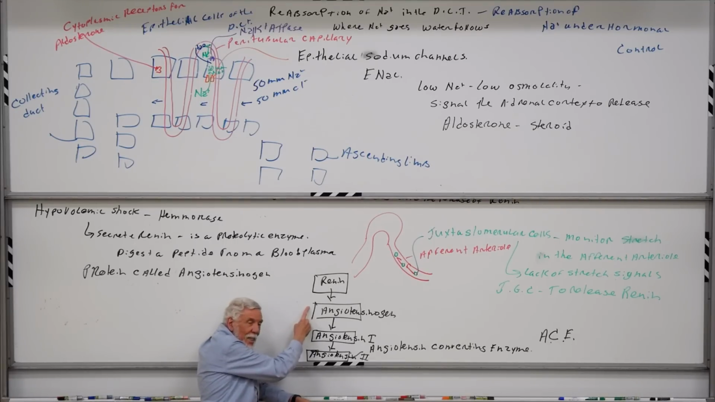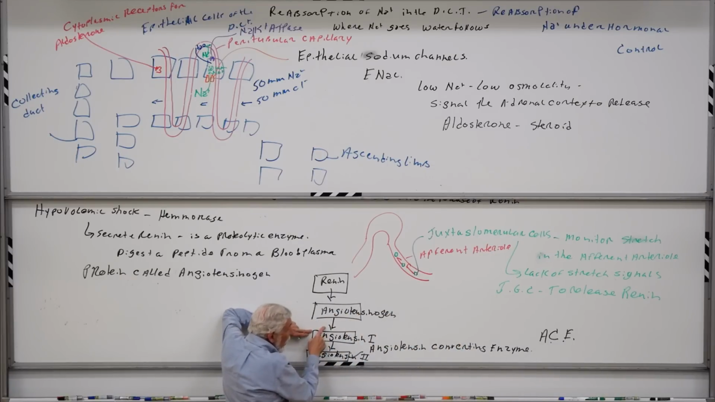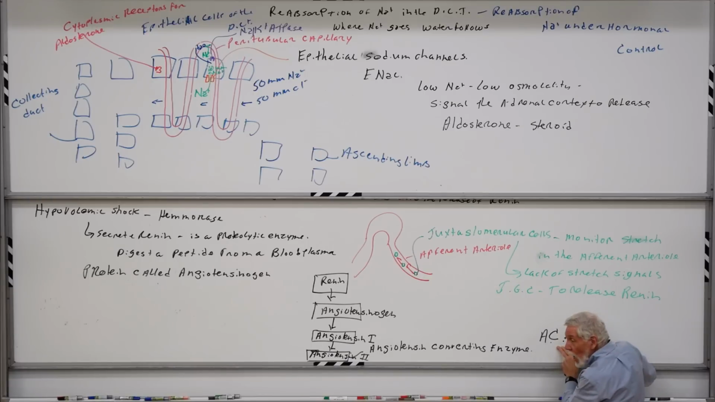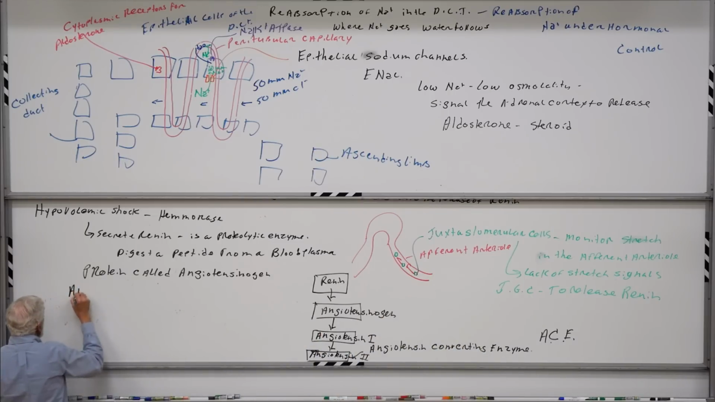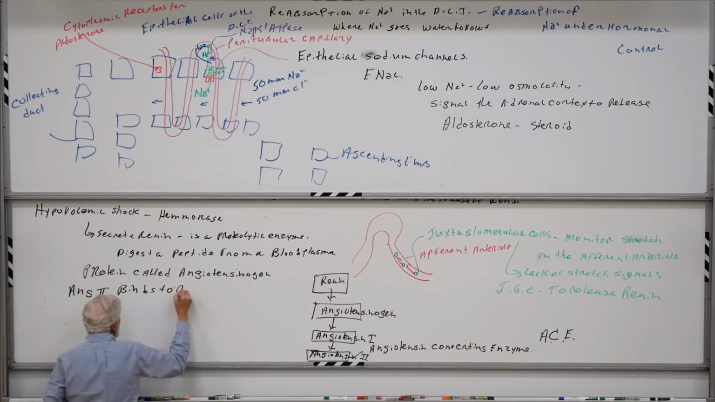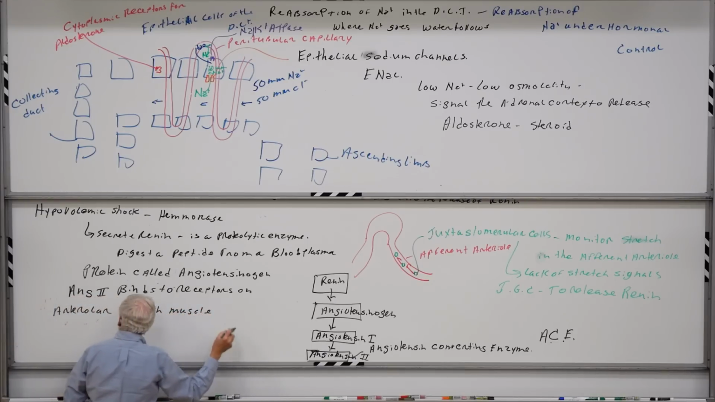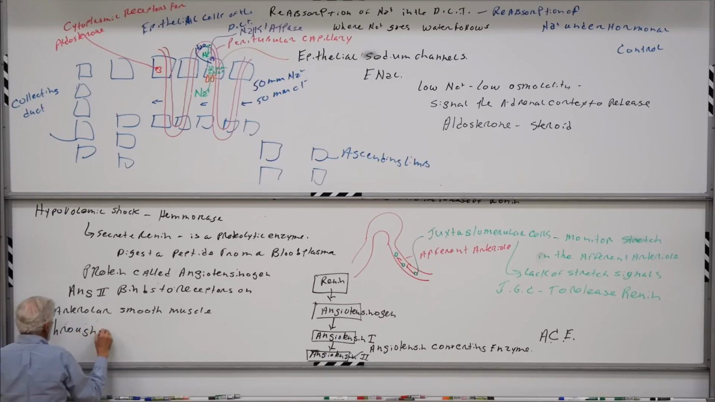So the major initial player is angiotensinogen. But angiotensinogen is converted to angiotensin 1 by renin released from these juxtaglomerular cells. Then once we've generated angiotensin 1, it still doesn't have much of an effect. Angiotensin 1 then has to be converted to the active form of angiotensin 2 by using the angiotensin converting enzyme located on the endothelial cells of the blood vascular system. Now, angiotensin 2 binds to receptors on arteriolar smooth muscle throughout the vasculature.